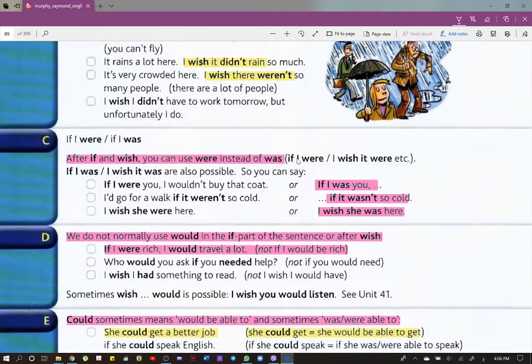The concord between the subject and the verb is broken. Why it's broken? Again, to express that this situation is not real.